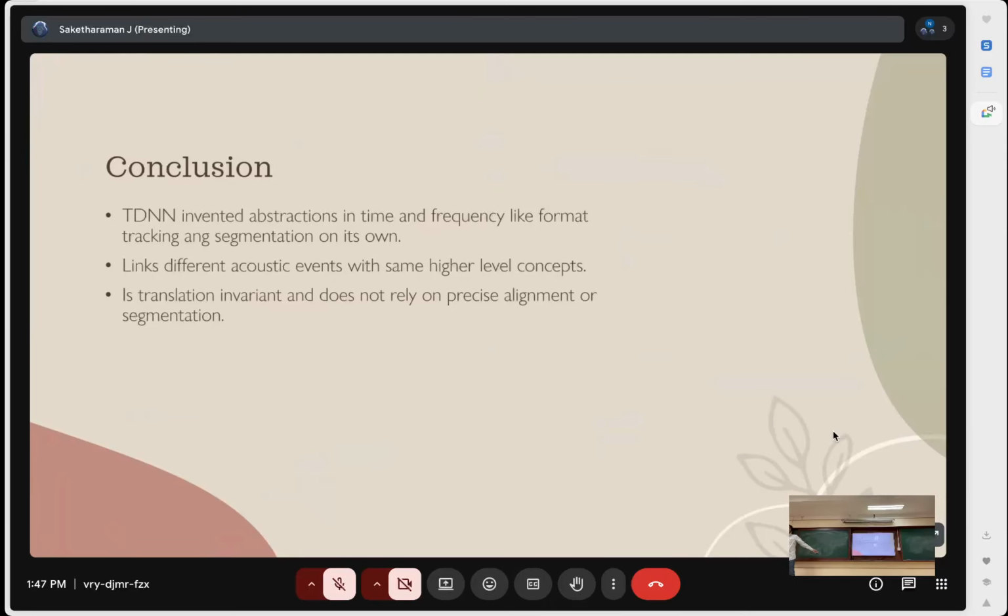So the conclusion is basically that it implemented abstractions in time and frequency. It's able to recognize, and it developed its own features like F1 recognition and pattern recognition on its own. It links different acoustic events with the same higher level concepts. If two people have different ways of pronouncing it, it's able to link them and reach back to the same word. This translation variant does not rely on precise alignment.